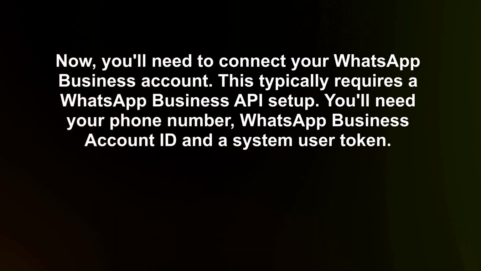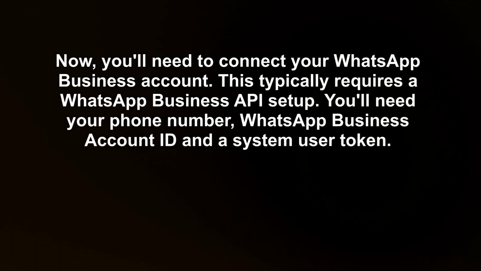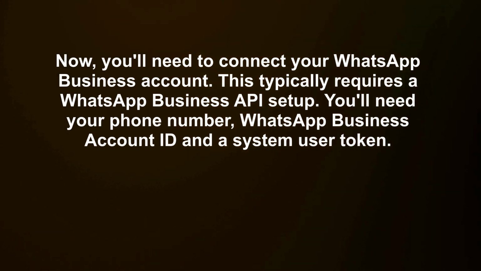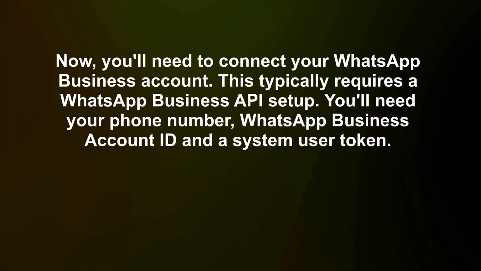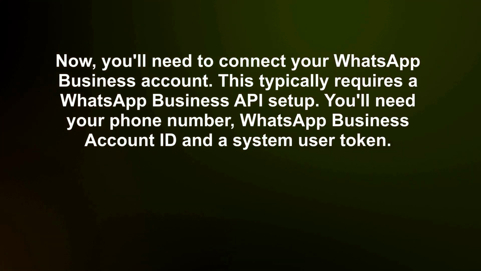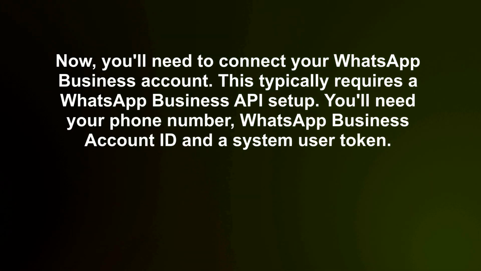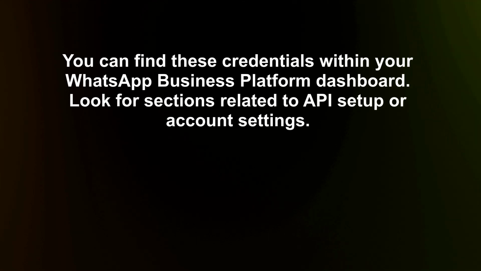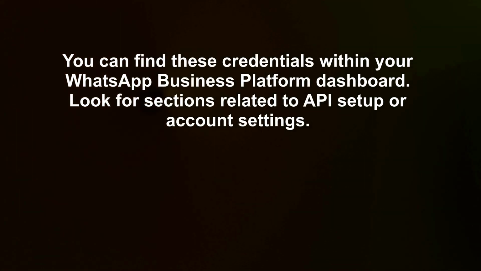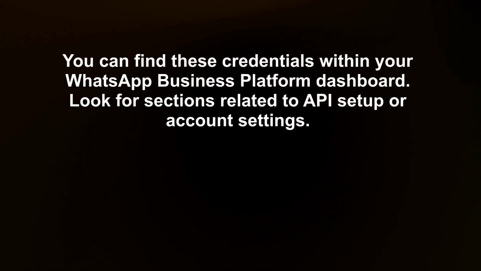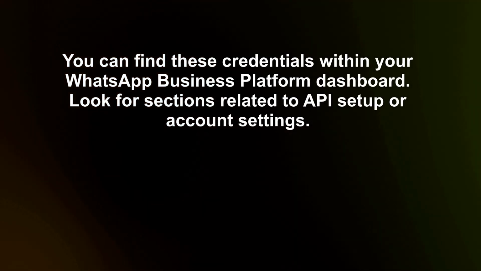Now, you'll need to connect your WhatsApp business account. This typically requires a WhatsApp Business API setup. You'll need your phone number, WhatsApp Business Account ID and a system user token. You can find these credentials within your WhatsApp Business Platform dashboard. Look for sections related to API setup or account settings.